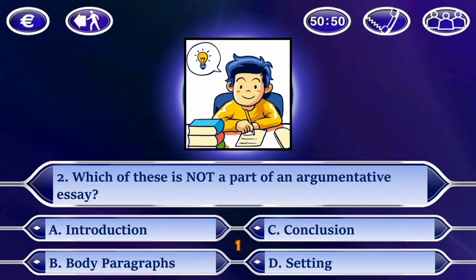Number 2. Which of these is not a part of an argumentative essay? Is it A. Introduction, B. Body paragraphs, C. Conclusion, or D. Setting? Answer is D. Setting.